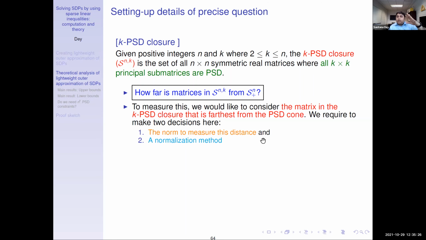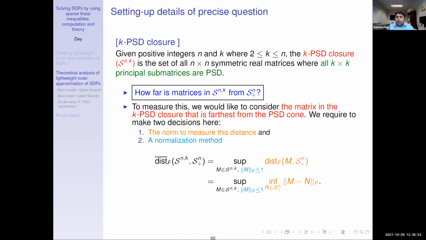Whenever you want to answer a question of this form, notice first of all that the question is unbounded, because they're cones. If there's a matrix in S_n^k which is not in S_n^+, and I just scale this matrix, it becomes infinitely far from the cone. So in order to answer this question, I have to normalize things. I have to cut these cones. And I also have to decide on some measure to define this distance. What we'll do is use the Frobenius norm for both.